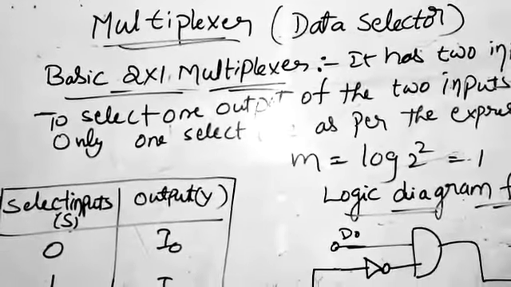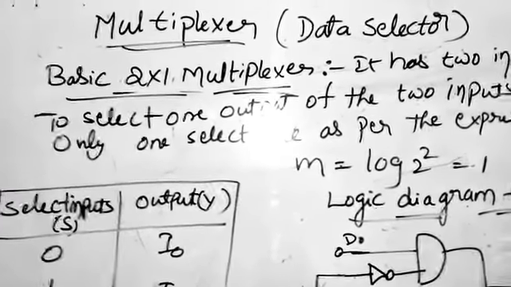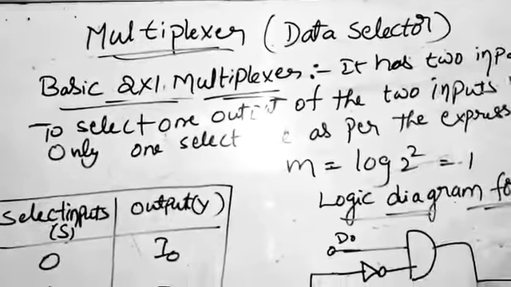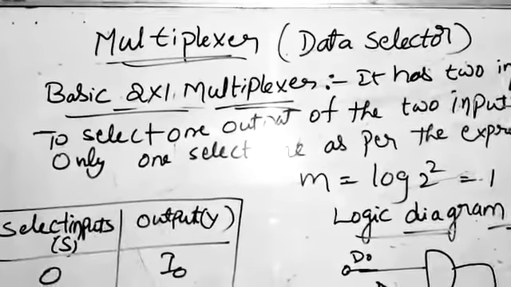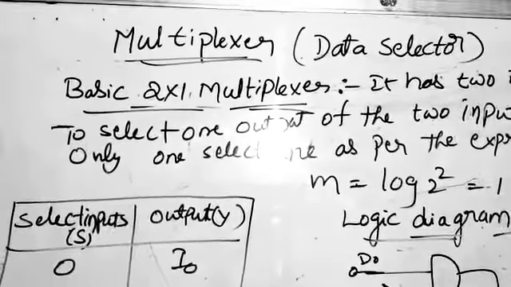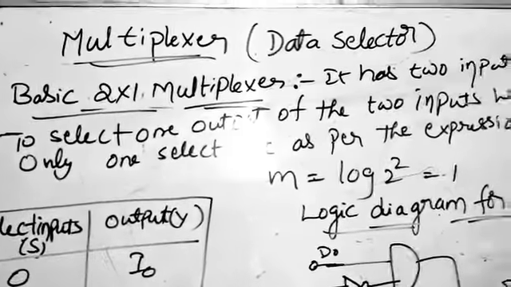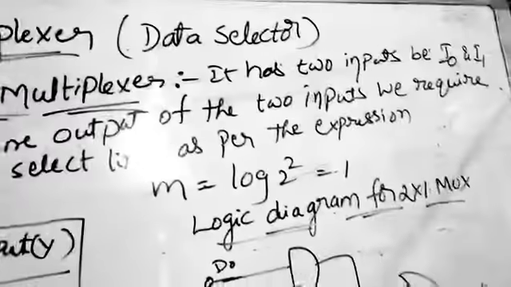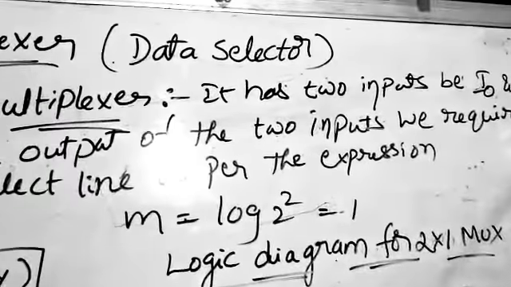Okay, now we discuss one of the multiplexers, that is the basic 2 into 1 multiplexer. 2 into 1 means, as I already told you, 2 inputs and 1 output. So automatically it has how many inputs? 2 inputs. They will be represented as I0 or D0, and I1.